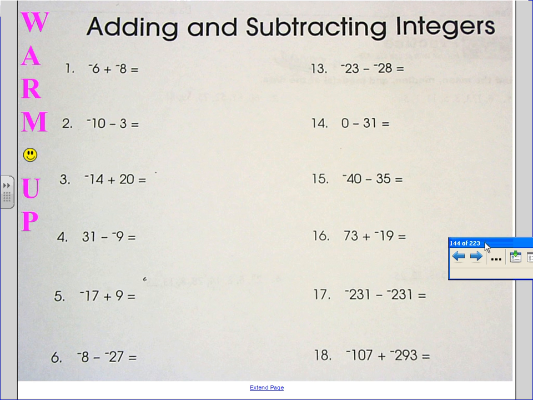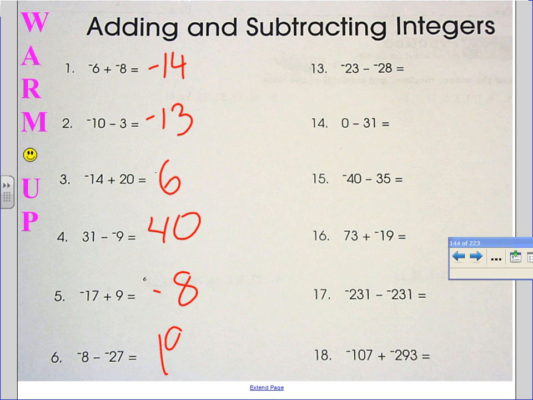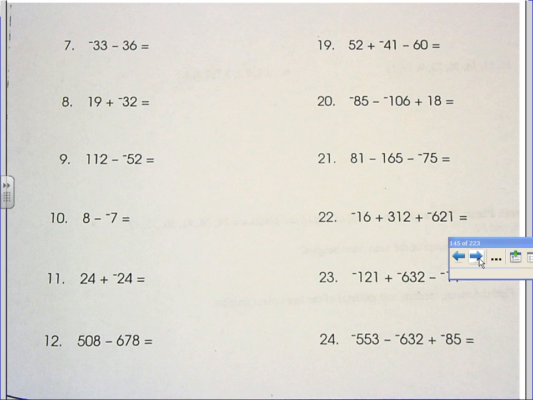Okay, so warm up. Number 1, Justin. Good. Doug, number 2. Good. Matt, number 3. Good. Number 4, Alex. Good. Emma M, number 5. Good. Jeremy, number 6. Good. Number 7, I think I need to move to the next page. Okay. Number 7, Alyssa.